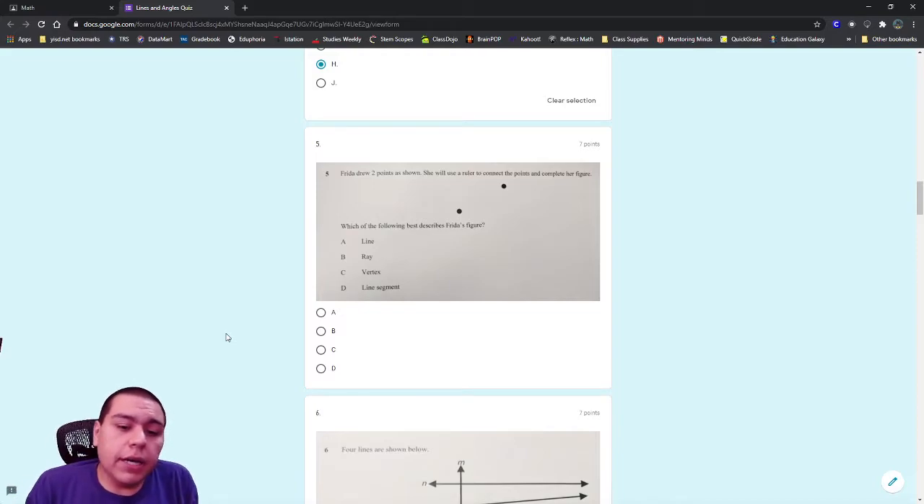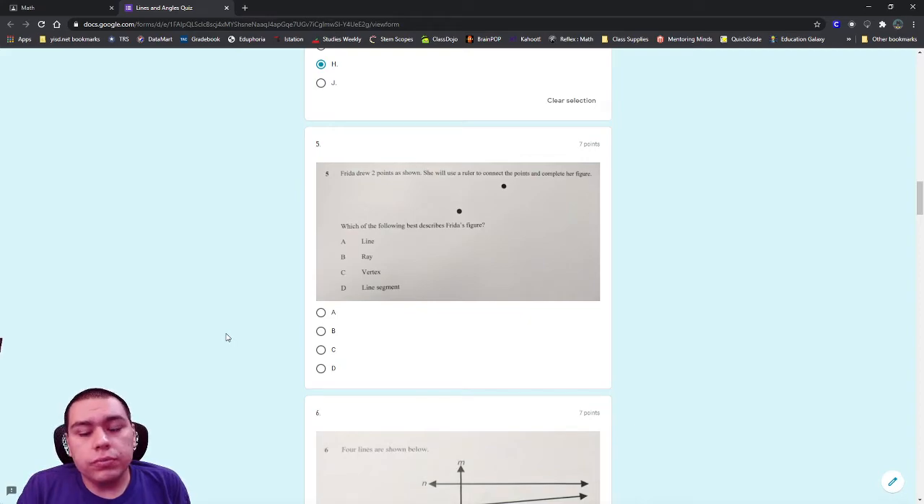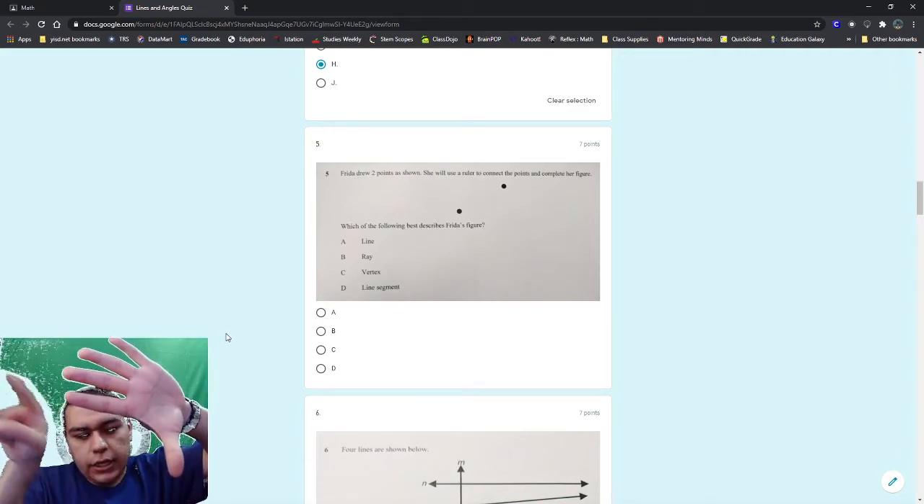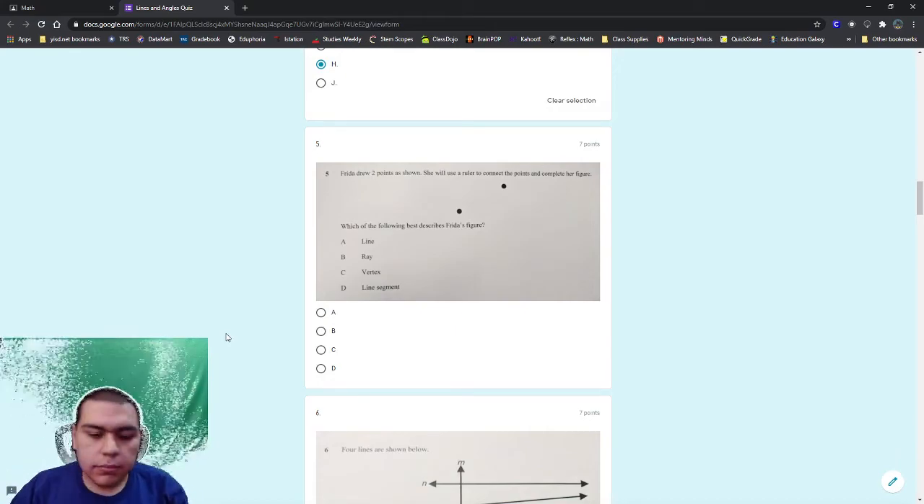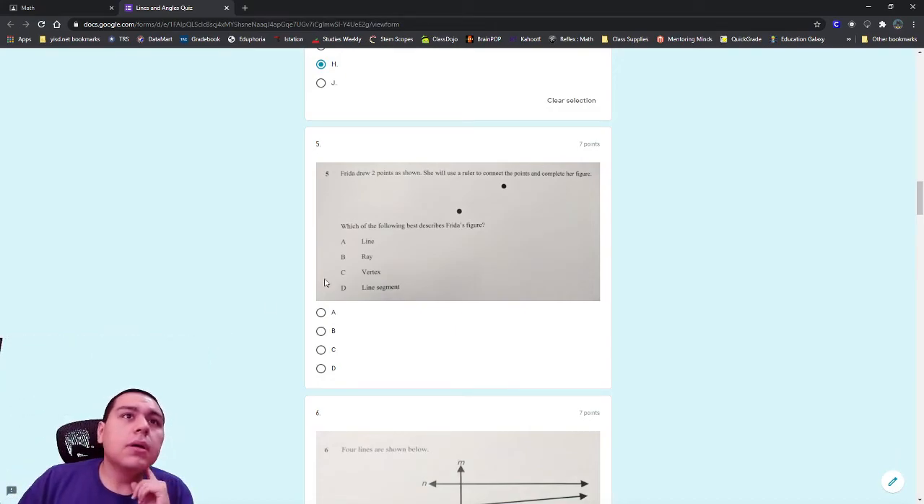Okay, question 5. Nakai, you were asking about this one. Frida drew 2 points as shown. So they already showed us 2 dots, 2 spots she drew. She will use a ruler to connect the points and complete her figure. So they told us, after she draws these 2 dots on her page, she takes a ruler, she lines it all up, and she draws another line. So she connects them. Which of the following best describes Frida's figure?